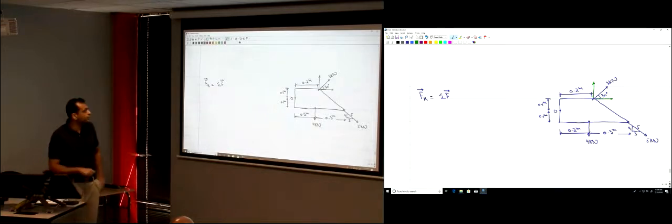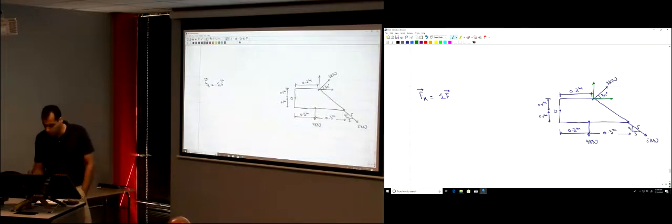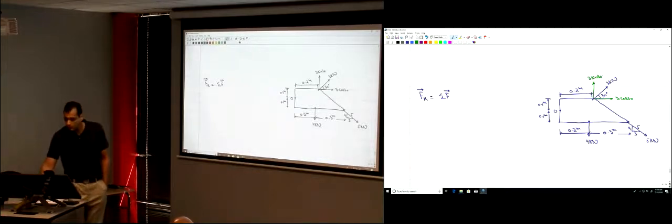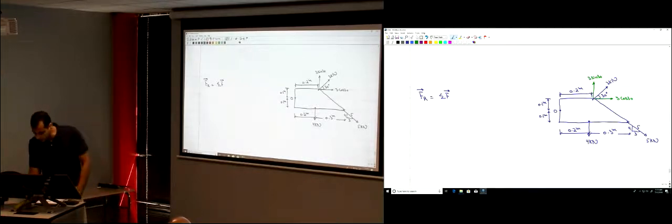So this 3 kilonewtons, I'm just going to resolve into two components. How much is the vertical component and how much is the horizontal component? 3 cosine theta, vertical, 3 sine. So those are the two components. What about the 5 kilonewtons here? It has two components. How much is the horizontal component?